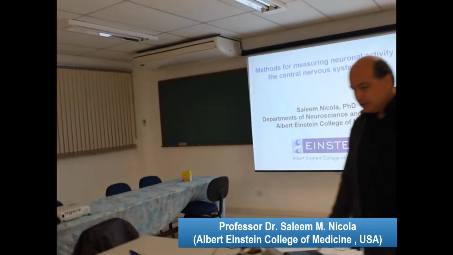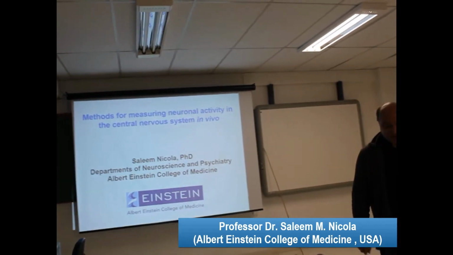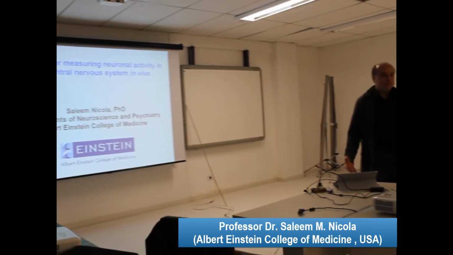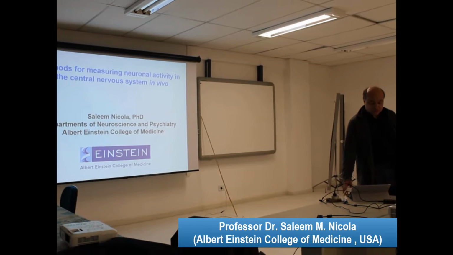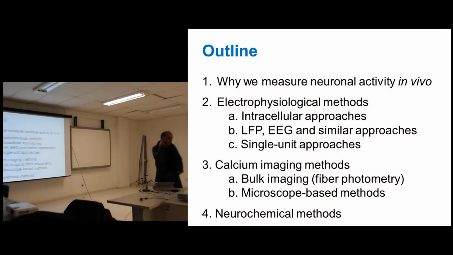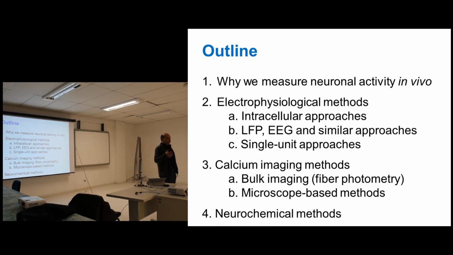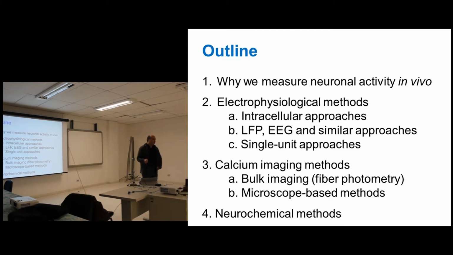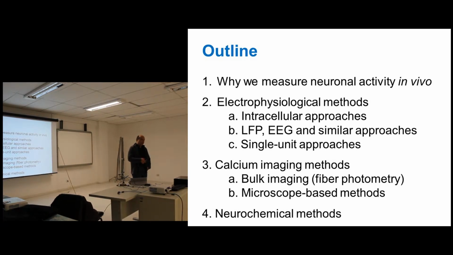So my lecture today is on methods for measuring neuronal activity in vivo, so in animals, in whole animal preparations. I realized when I made this outline that I didn't have a slide explaining what we mean by neural activity. So neural activity is really the transmission of information from one neuron to the next, is the best way to describe it. And that's done usually via synaptic transmission, but of course also via propagation of action potentials from one part of the neuron to the next.